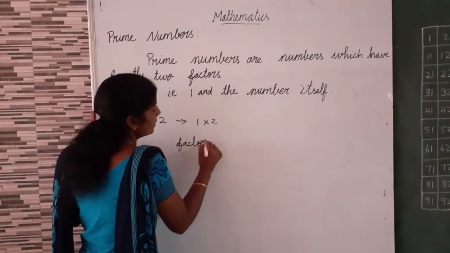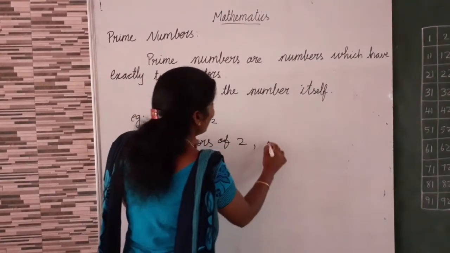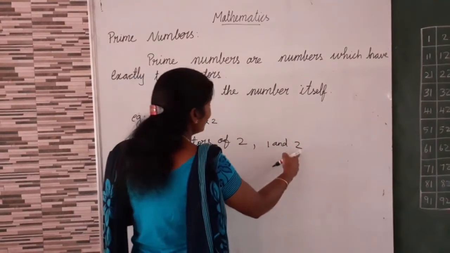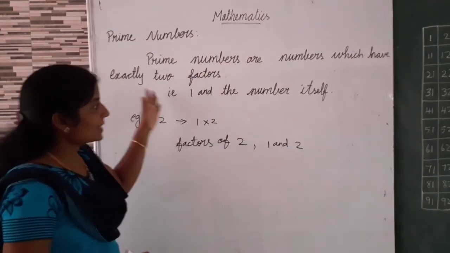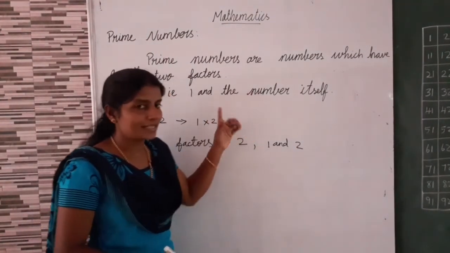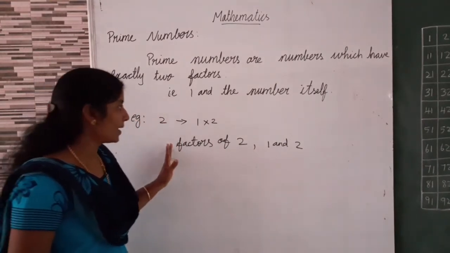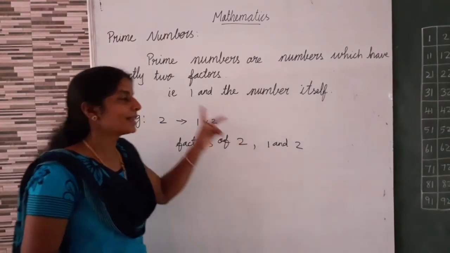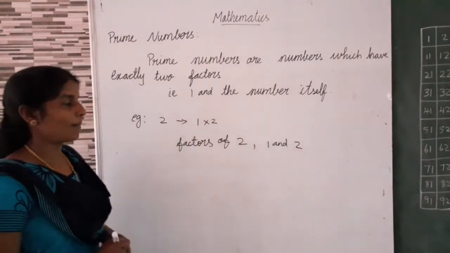What are the factors of 2? 1 and 2. 1 and the number itself, isn't it? If the factors are 1 and the number itself, that number is a prime number. Now here 2 has only 2 factors, that is 1 and the number itself. So 2 is a prime number.